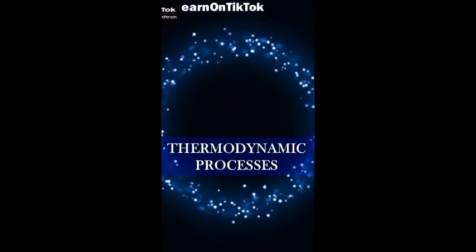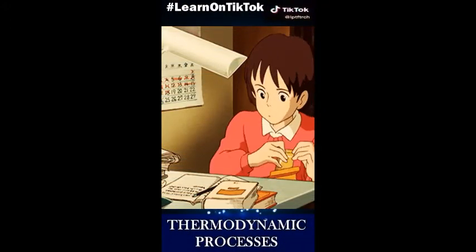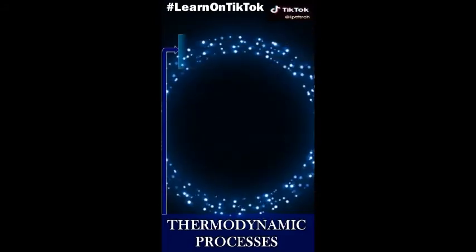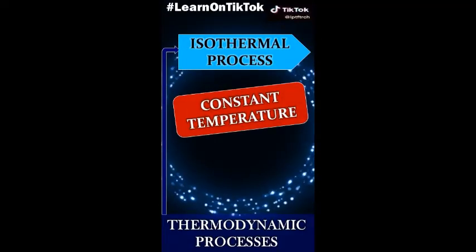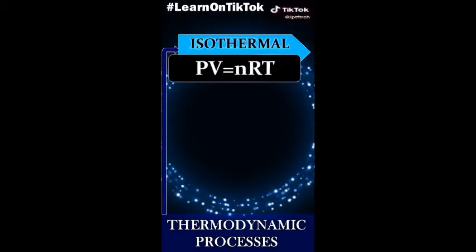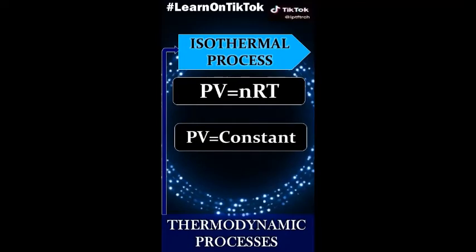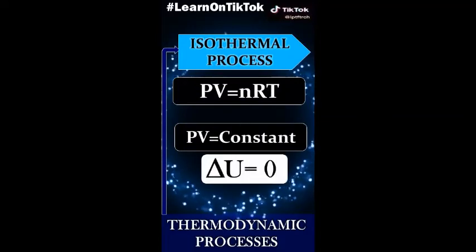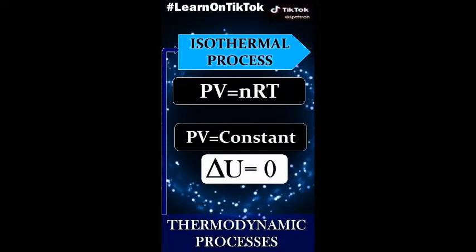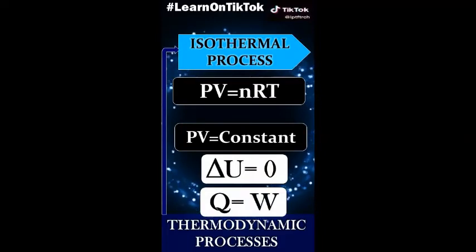There are several thermodynamic processes of an ideal gas, when dealing with thermodynamic problems in physics and chemistry. Isothermal process, from the Greek meaning same temperature, is carried out at constant temperature. From the ideal gas law, PV = nRT, since temperature is constant, it must be that PV is equal to a constant, and the PV diagram looks like this. Take note that in this process the change in internal energy is zero. The change in temperature is zero because the temperature is constant, it does not change. So, it leads us to heat is equal to work.